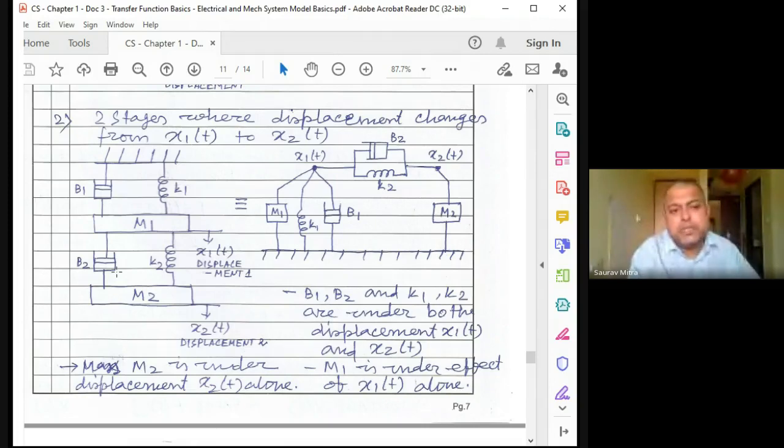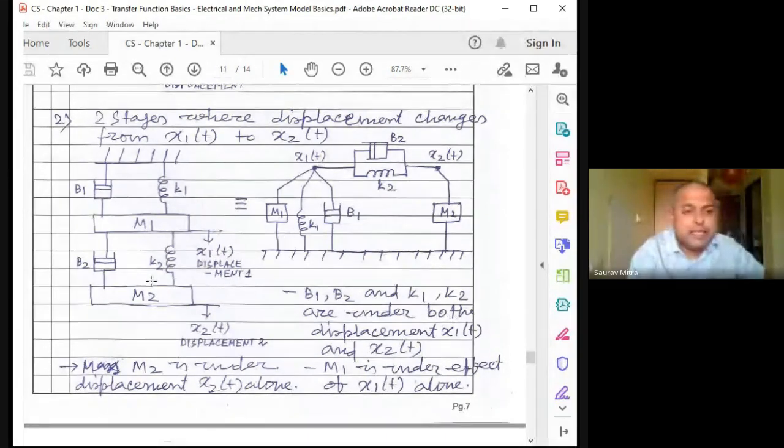So what is B2 and K2? K2 is nothing but spring 2, K1 is spring 1. So K1 is the spring 1 constant. B1 and B2 are the dampers, and they are the damper constants. M1 and M2 are the masses in kg. So you can see here B1, B2 and K1, K2 are under displacement x1 and x2.